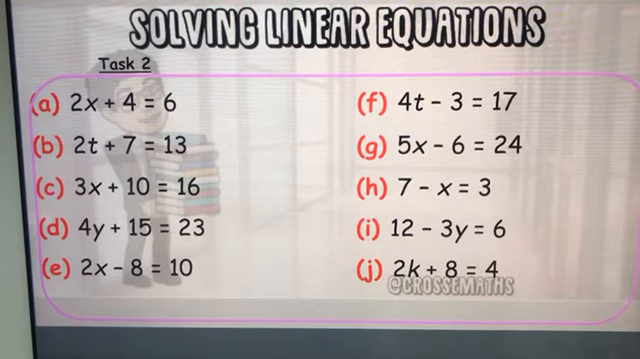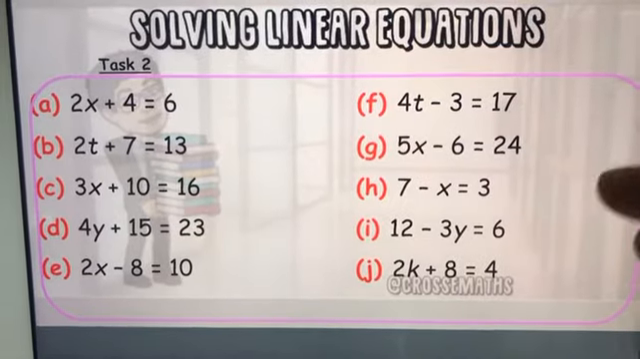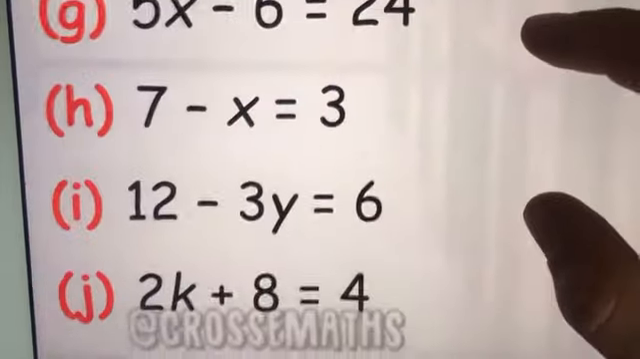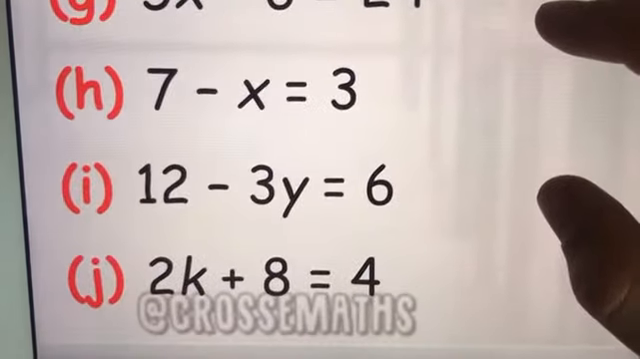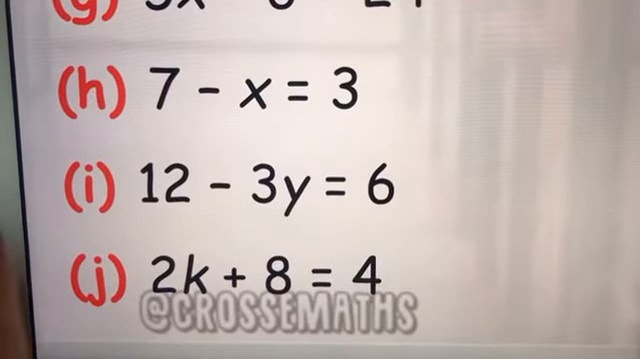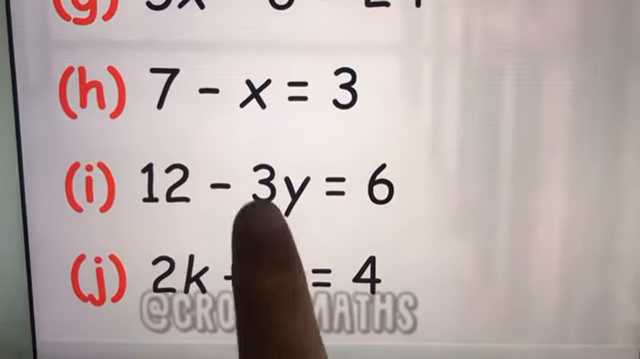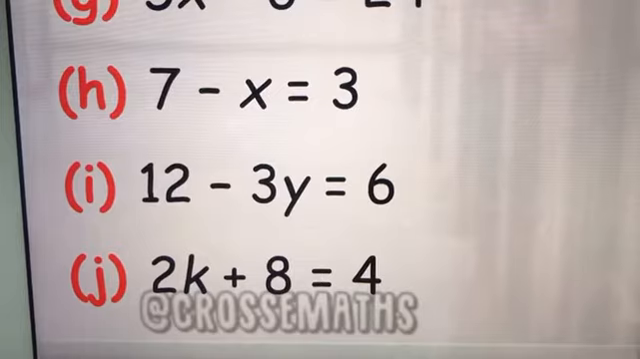Right, guys, so going to go through this real quick. Now, the only one I'm going to go through for you is H and I. They're the kind of more difficult ones because the x has been given as a negative. Now, I wouldn't leave it like that.